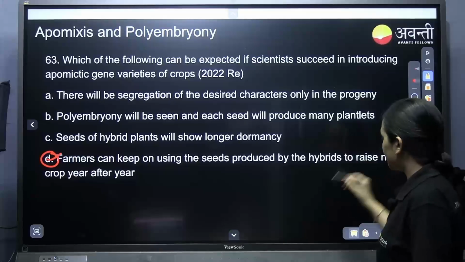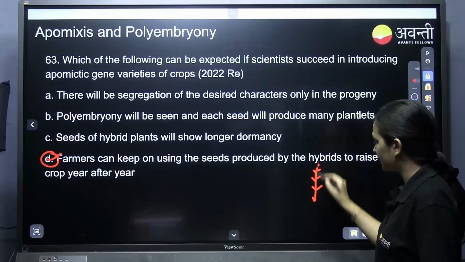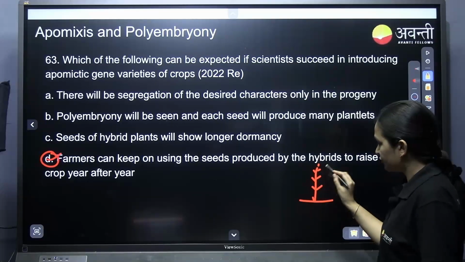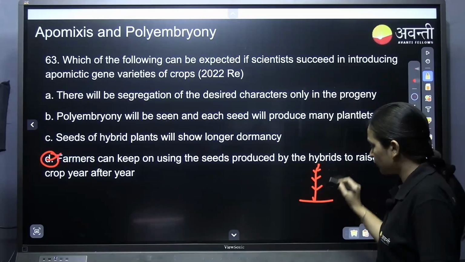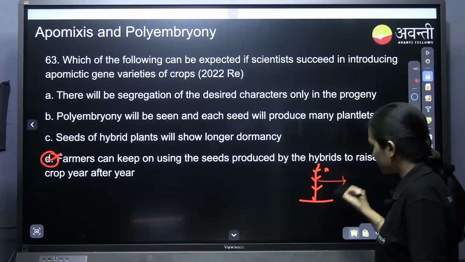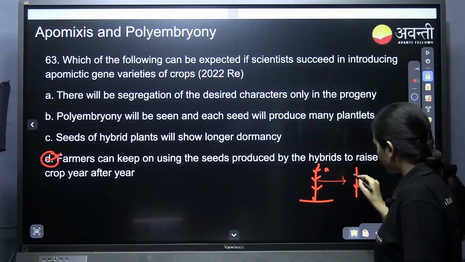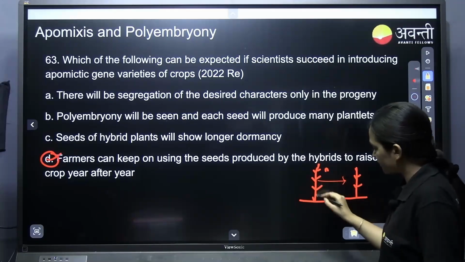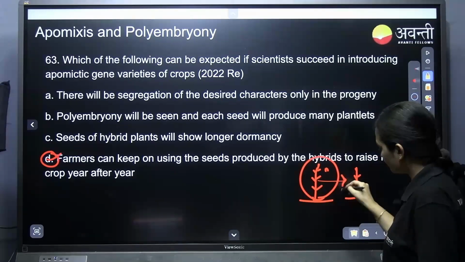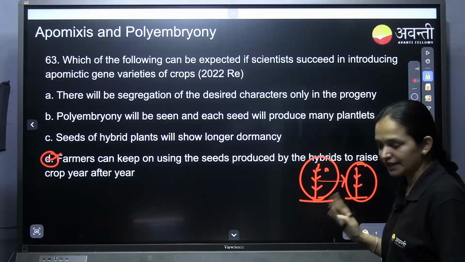If this is a hybrid variety of plant and we produce seeds without fertilization, the whole character can be given to the next set of plants. Whatever the plant, it will be like a clone of this plant, right? Whatever character this parent plant is having, the same character the daughter plant will also be having. There is no segregation of genes.